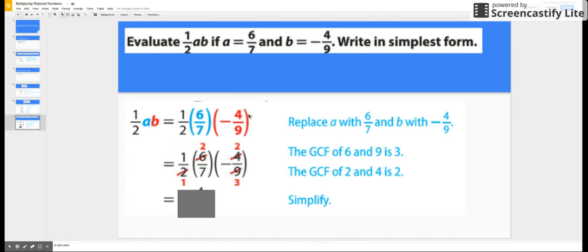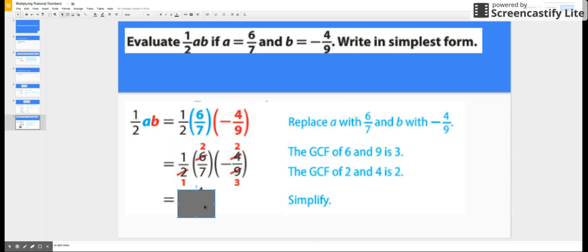All I did was take this numerator, take this denominator, and simplify them. I found the GCF, or the greatest common factor, and I just divided. 2 goes into 2 once, 2 goes into 4 twice. Same thing with the 6 and the 9. 3 goes into 6 twice, 3 goes into 9 3 times.